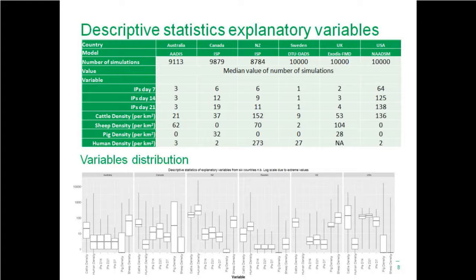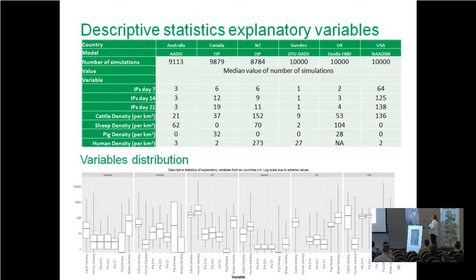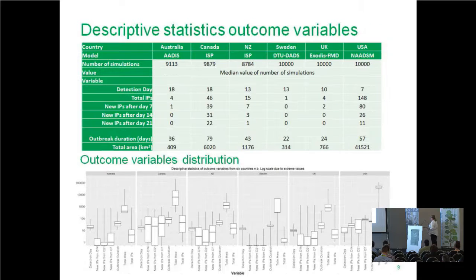Sweden was generally the smallest outbreaks, and the USA was generally the biggest ones, although New Zealand had some pretty big ones as well. So I won't linger on this slide.